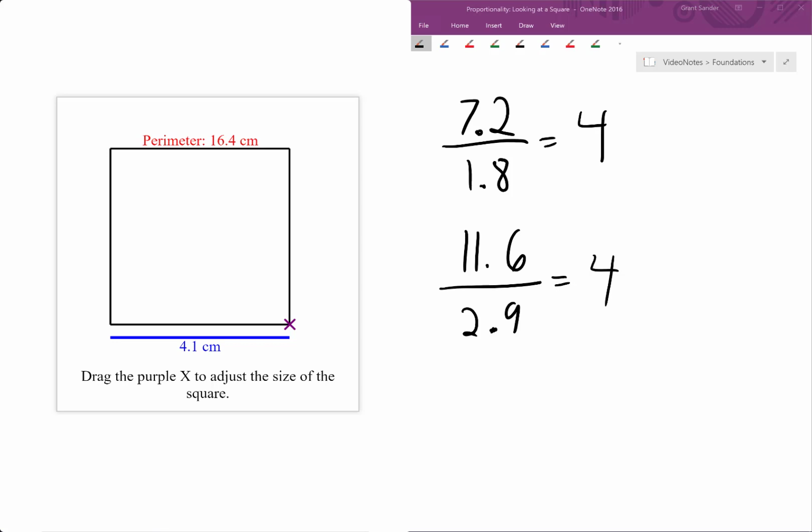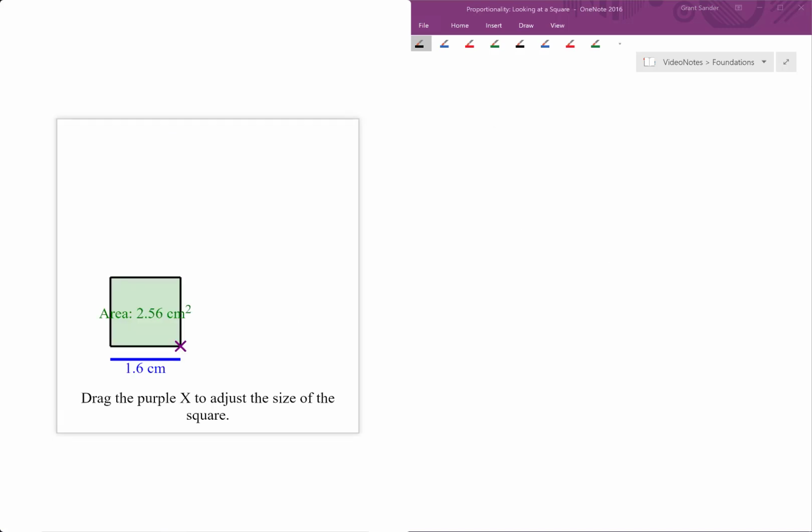And therefore, the perimeter in centimeters is always 4 times as large as the side length of the square in centimeters. In this case, since we have this constant measurement, we say that the perimeter and the side length of the square are proportional. Now, let's coordinate the area of the square in square centimeters and the side length of the square in centimeters.